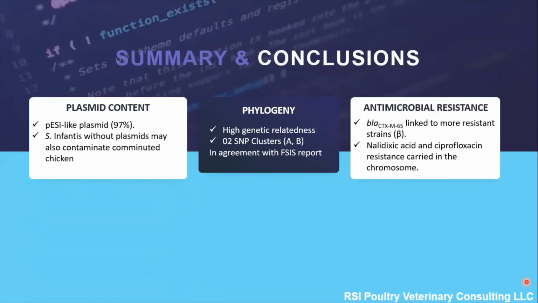The blaCTX-M-65 gene was linked to more antimicrobial resistance in Salmonella Infantis. The presence of the blaCTX-M-65 gene was also linked to resistance to trimethoprim, chloramphenicol, gentamicin, and fosfomycin. Nalidixic acid and ciprofloxacin resistance was carried in the chromosome.